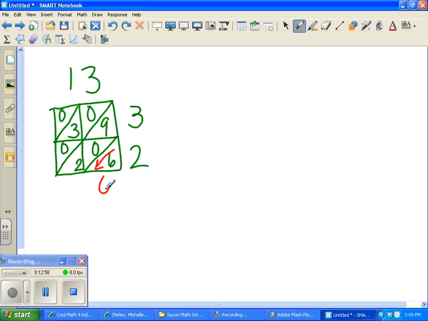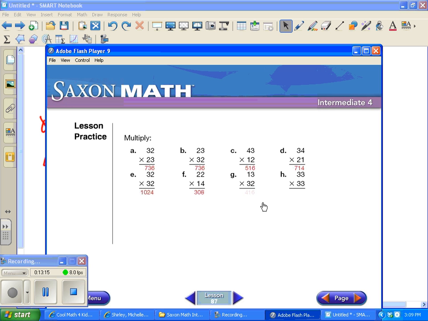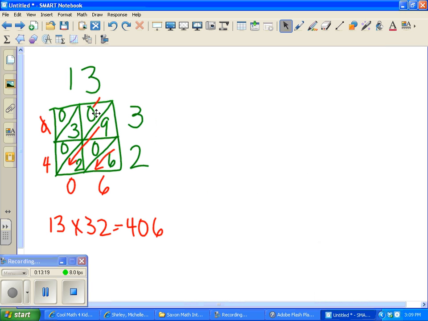6 plus nothing is 6. 9 plus 0 plus 2 is 11. And 1 and 3 is 4 and 0. And my final answer, 13 times 32 equals 406. Uh-oh, I forgot my carrying. It's right up here.